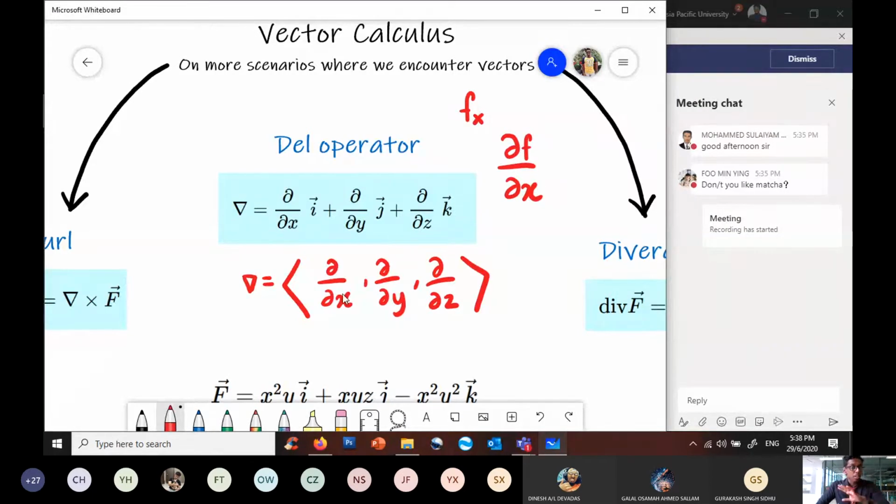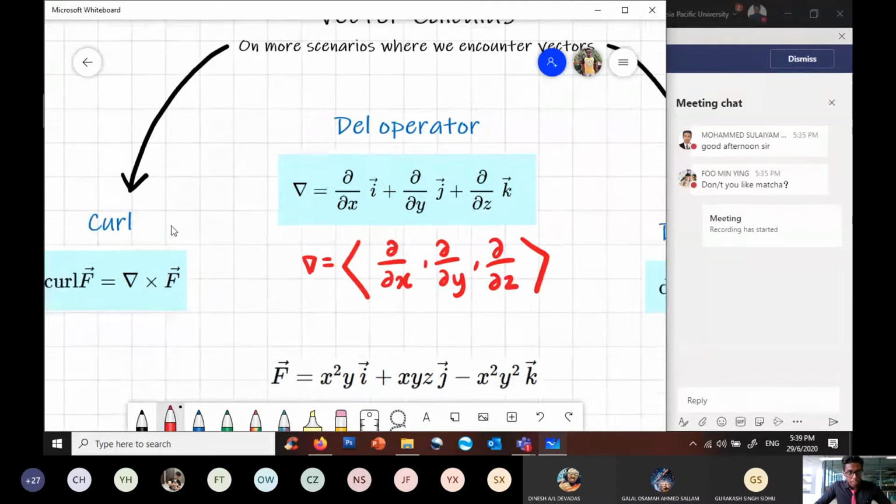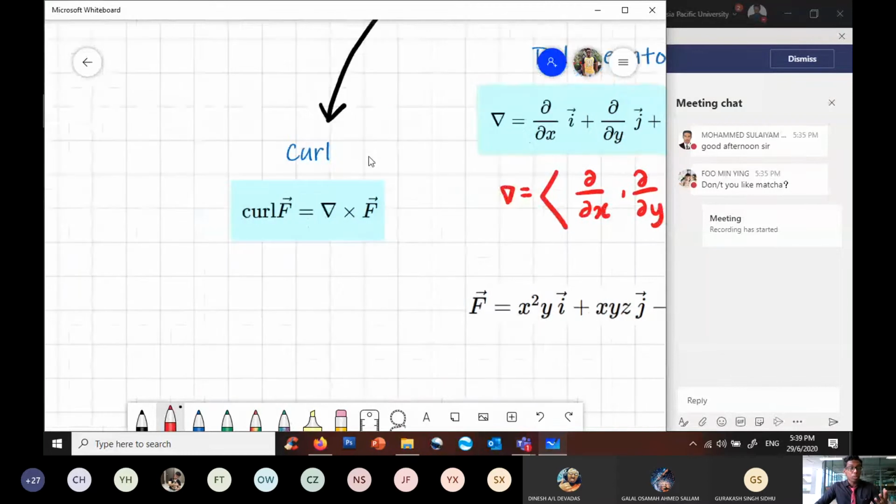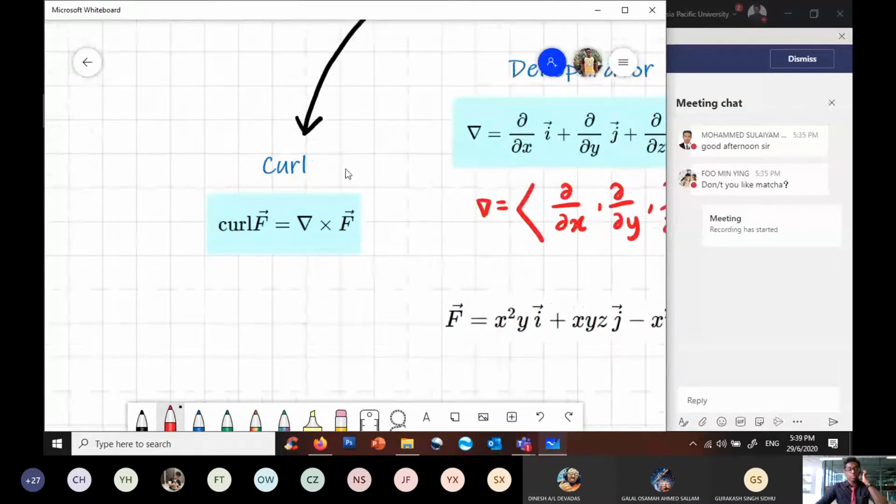So that is all the meaning of the dou here. Dou by itself has no meaning. But if I put an f here, now you have a meaning: you are differentiating a function f with respect to x. Okay, but that's not the main point here. I just want to introduce this operator before we jump into curl and divergence. So now let's jump into a part where we are going to use this del operator.